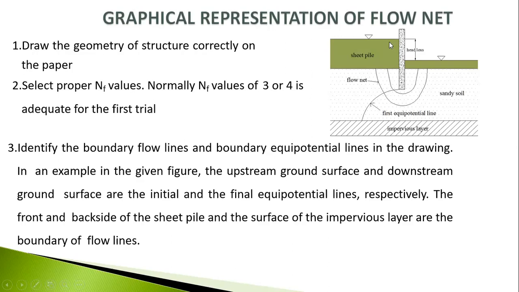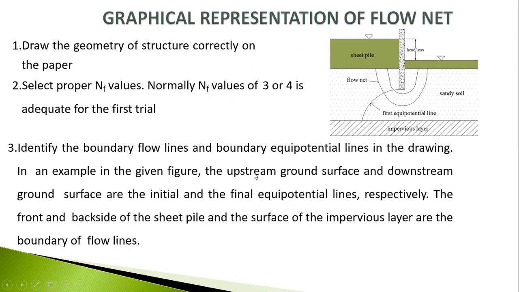Now we have to identify the boundary. It will be from here to here, or it will be from here to here. We have to first find the boundary. Then also the equipotential lines in the drawing, and also we have to find the boundary of the equipotential line, where we will draw it.